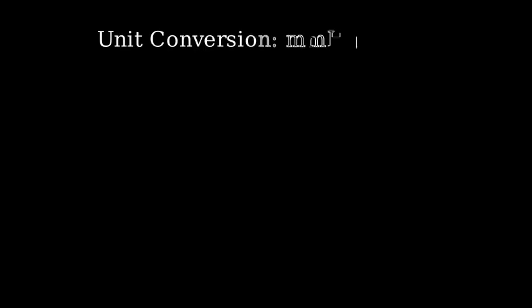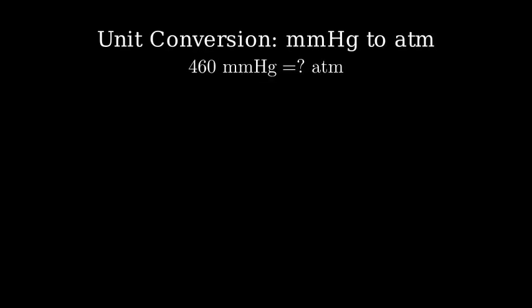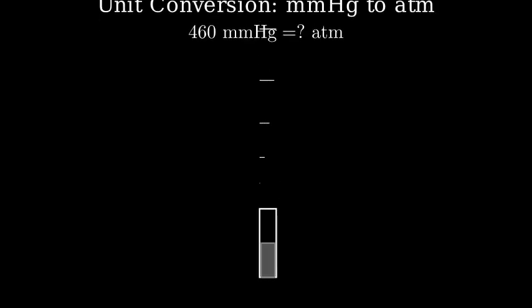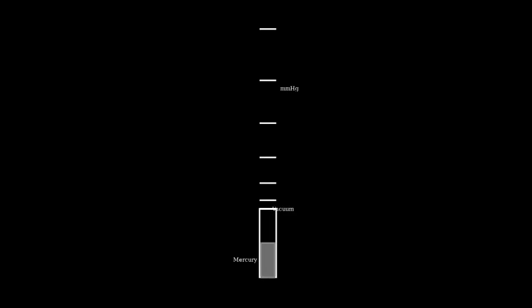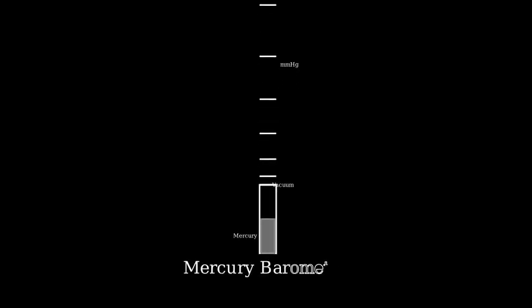Let's solve a unit conversion problem, converting 460 millimeters of mercury to atmospheres. First, let's understand what these units mean. Millimeters of mercury, or mmHg, is a unit of pressure that measures how high mercury rises in a barometer tube. A barometer is an instrument that measures atmospheric pressure. The standard atmospheric pressure is defined as 760 millimeters of mercury, or 1 atmosphere.